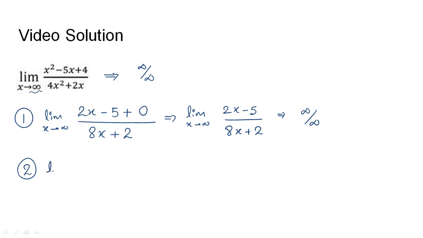So differentiating the limit in the fraction form once more, when we differentiate 2x minus 5 we would get 2, and when we differentiate 8x plus 2 we will get 8. This does not depend on x, so the limit can be found out as 1 over 4, which is a real number.